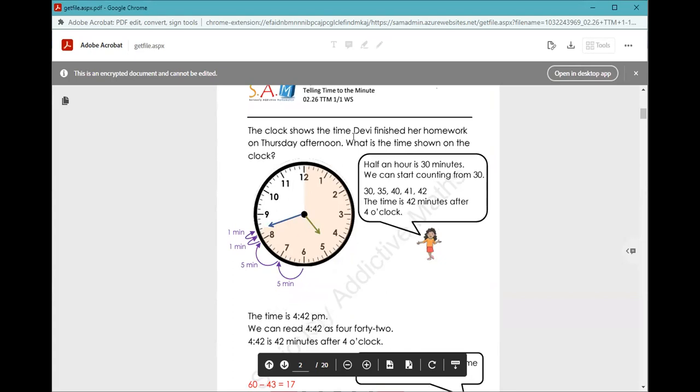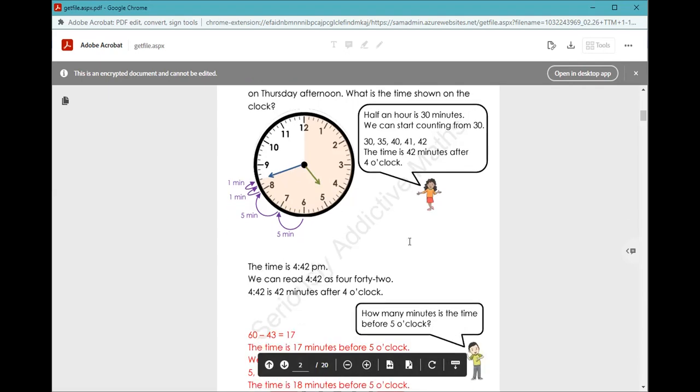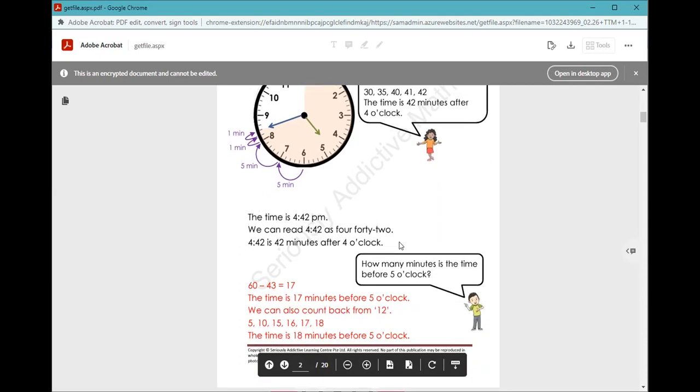Here, some kind of word problem is provided. The clock shows the time David finished his homework on Thursday afternoon. What is the time shown on the clock here? So how do you read this? We know that the hour hand is pointing after 4, so it should be 4 something. But 4 what? Remember what I mentioned earlier, some of them would really know that this is 30, this is 35, this is 40. So they can count forward from here: 40, 41, 42. For those who are not sure, they know half an hour is 30, so they can count from 30 if they like: 30, 35, 40, 41, 42. So the time is 4:42, also known as 42 minutes after 4 o'clock.